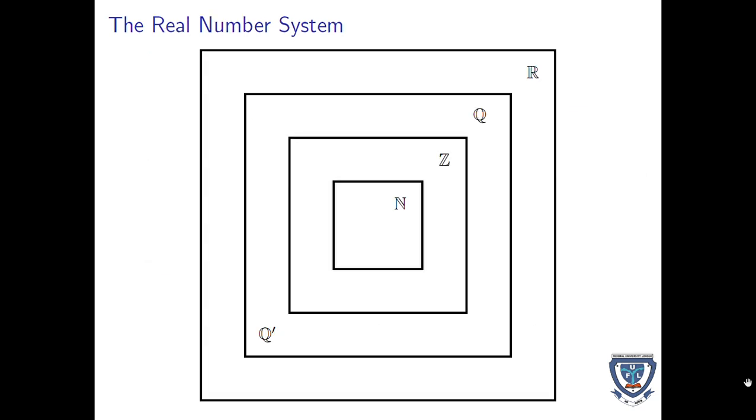Now, this Venn diagram is used as an illustration of how the number system is related. We have the set of natural numbers in the middle. Then the set of integers contains the set of natural numbers. The set of rational numbers contains both the set of integers and the set of natural numbers. The set of real numbers contains both the set of rational numbers and the irrationals.